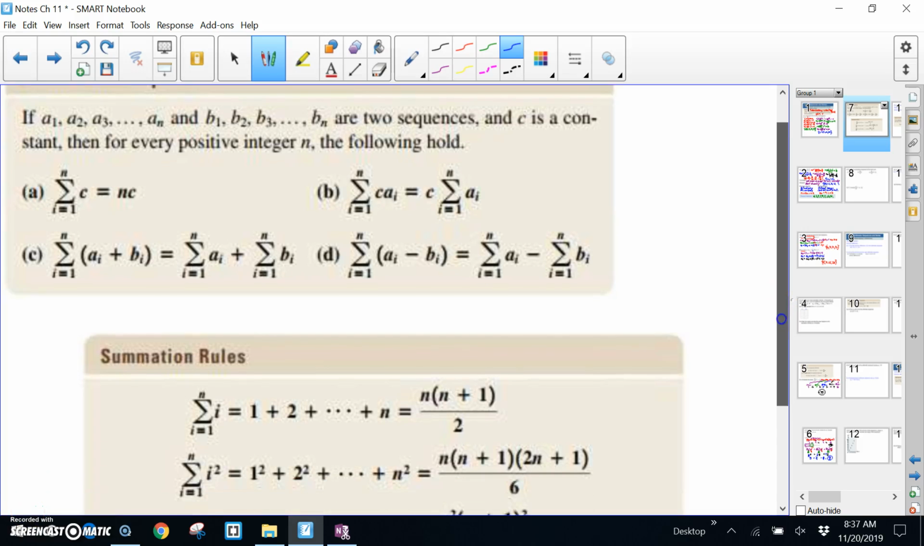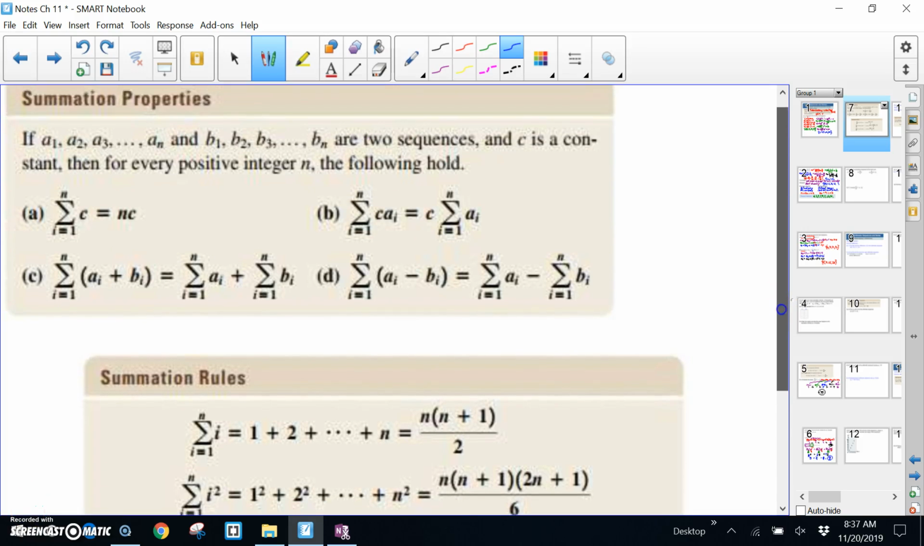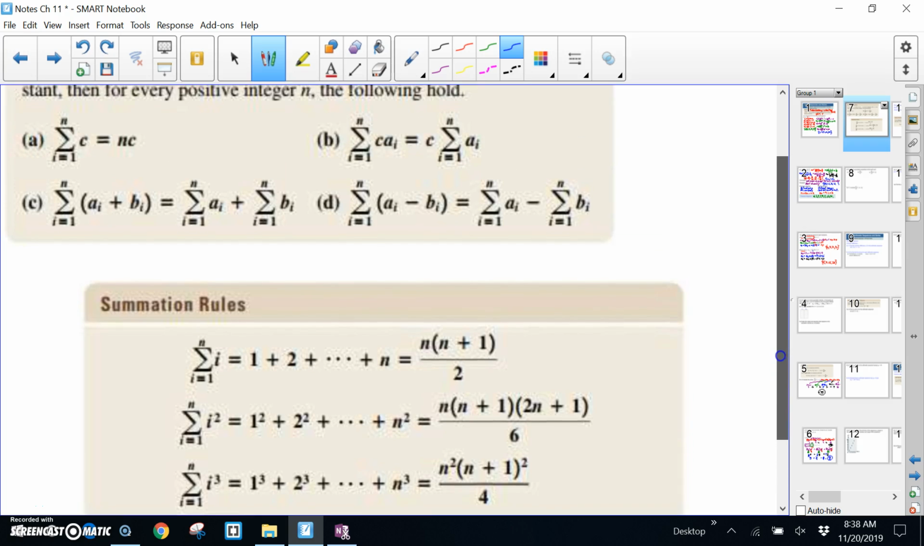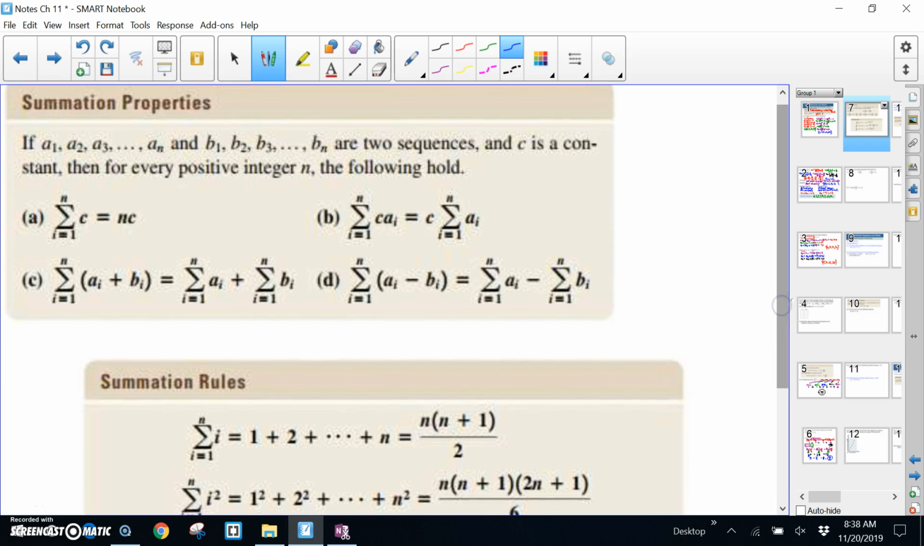On this slide, you see some different shortcuts, and they're really going to help us out, especially if the n number on top of the sigma symbol is pretty large, okay? A couple of things to point out. That C right there is just a constant number, like 50 or 12 or whatever. So that constant, that's just a number.